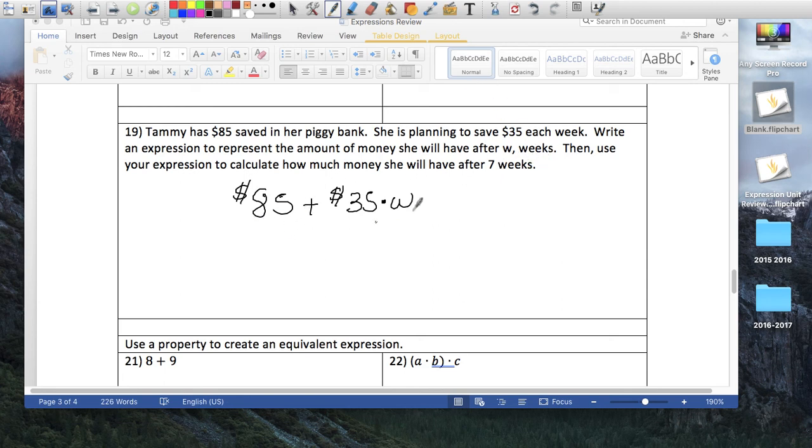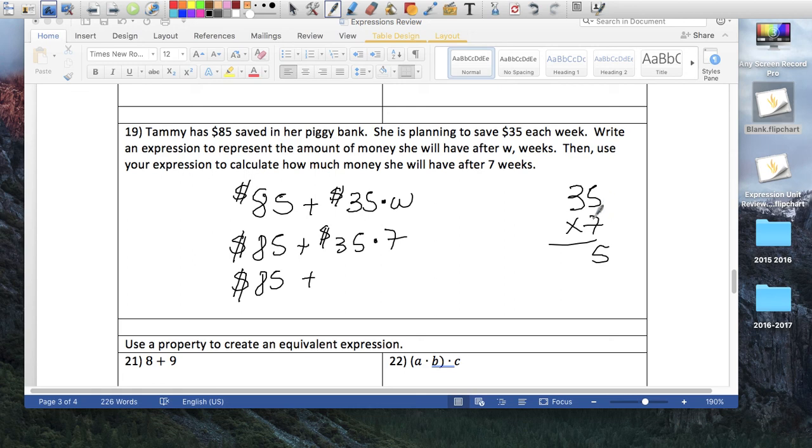After 7 weeks, you would use this expression. So 85 plus 35 times 7, because remember, every week she's putting $35 into her piggy bank. So after 7 weeks, she has some money. She had the original 85 that maybe her grandpa or someone gave her to start her savings fund. So 85 stands alone for a little bit, and then we're going to have to multiply 35 times 7. And that's 7 times 5 is 35, write 5, carry the 3, 7 times 3 is 21, plus 3 is 24.